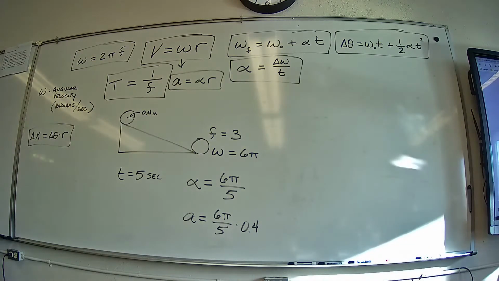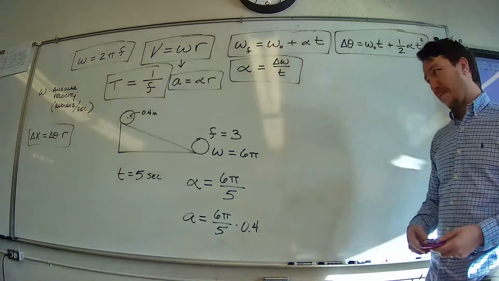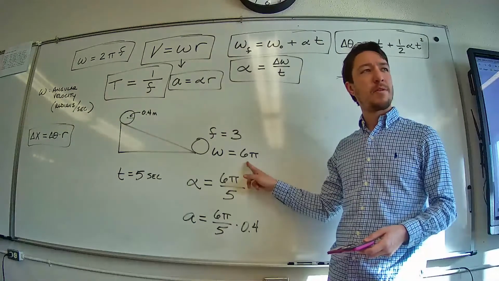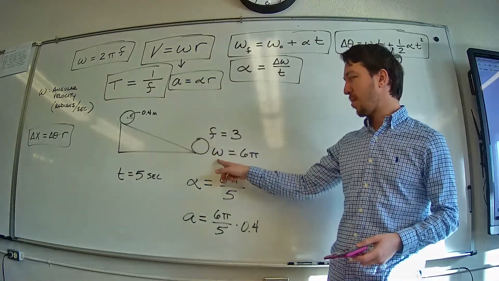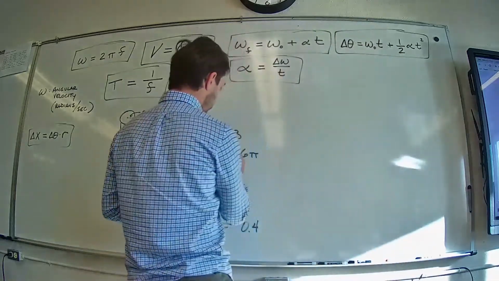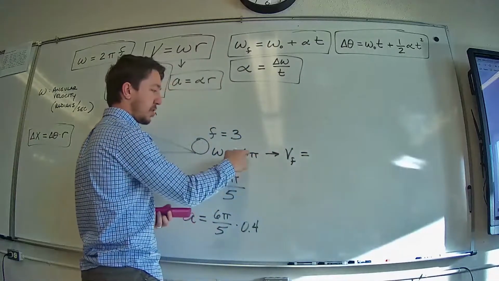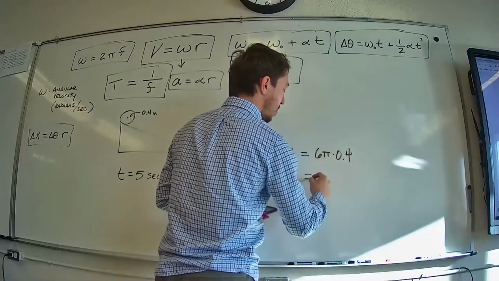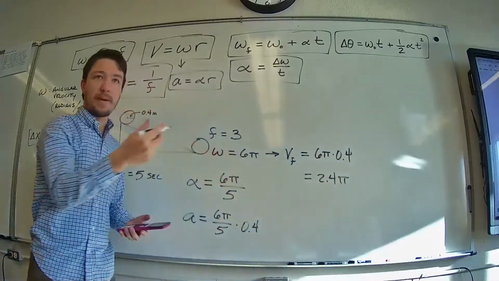We okay with that? Questions? Is that the only way to do it? I think that's the most straightforward. You could have turned this into a velocity, maybe. That might have made more sense to you. You could have said the final velocity was omega times 0.4, so 2.4 pi, and it's just 2.4 pi divided by 5.